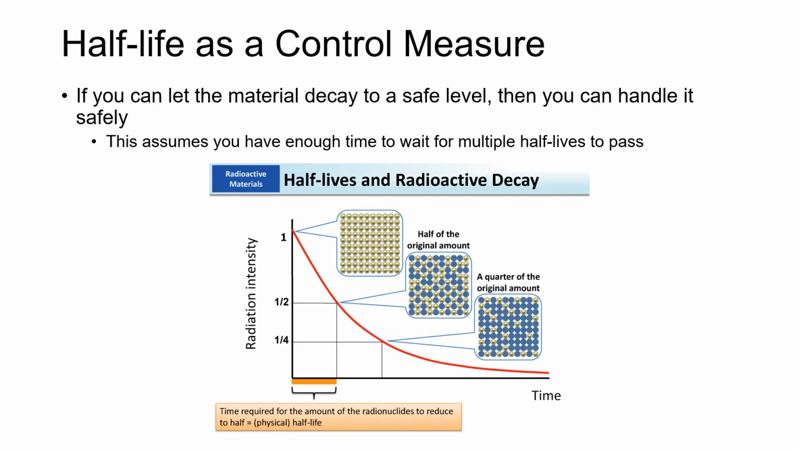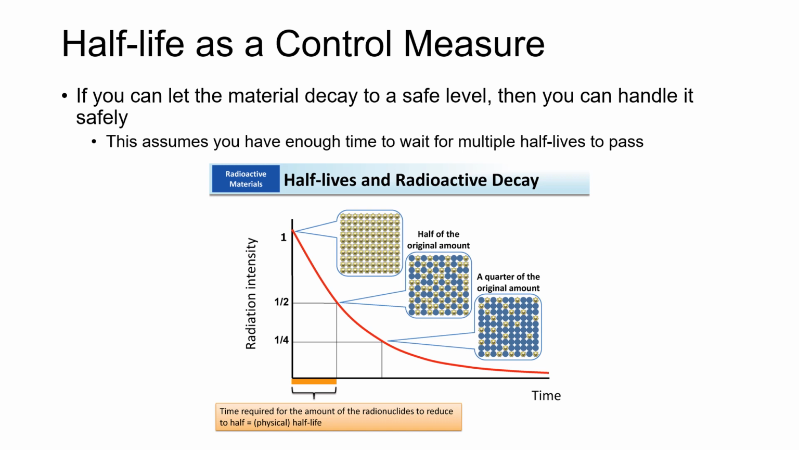You can also utilize half-life as a control measure. In the previous lecture, we discussed half-life a little bit. Half-life is the time required for the amount of radionuclides to reduce in half, meaning the activity level falls by half. The radioactivity level falls by half. If you can let the material decay to a safe level, then it's easier to deal with. This assumes, of course, that you have time to deal with multiple half-lives.